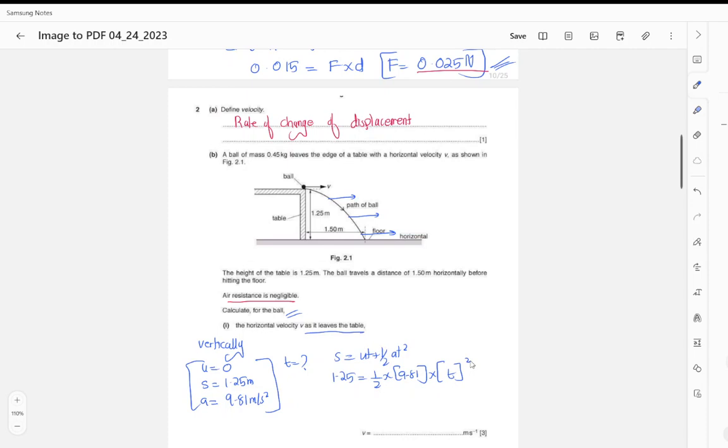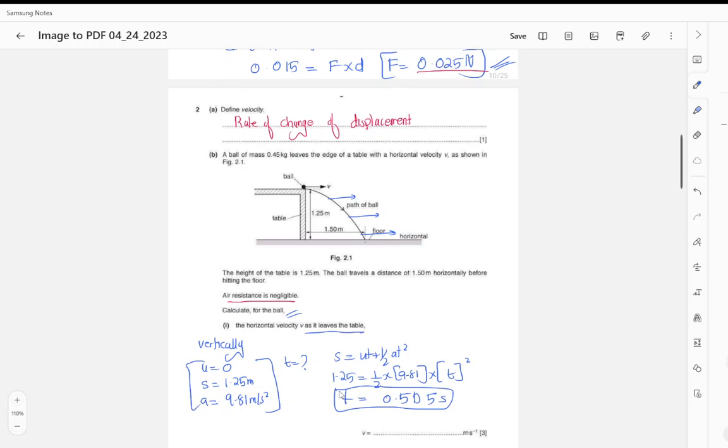So 1.25 multiplied by 2 divided by 9.81, and then the root operation gives me a time of 0.505. So the time is actually 0.51. Let's just take 0.505 as the time. Okay, this is the time.